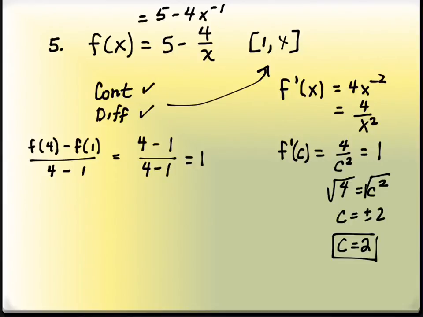And I wanted you guys to see that sometimes you're going to get answers that are going to be outside of your interval. So make sure that you're reporting only the answer that's in between the interval, or in the interval that you're looking at. So this is c is equal to 2. Again, I changed the problem by changing the interval so you could see another problem, okay? Any questions on this one? All right.